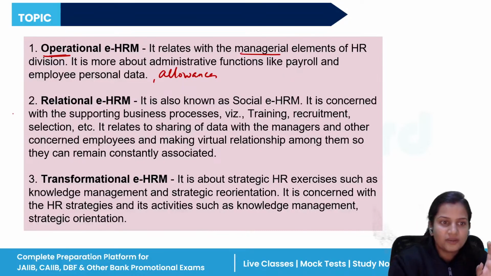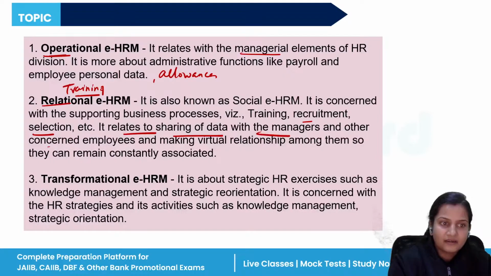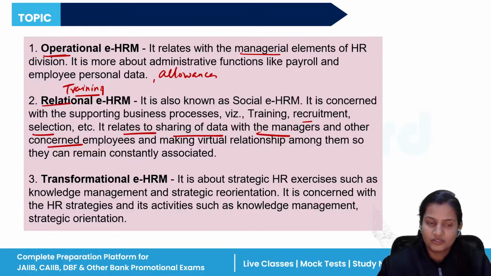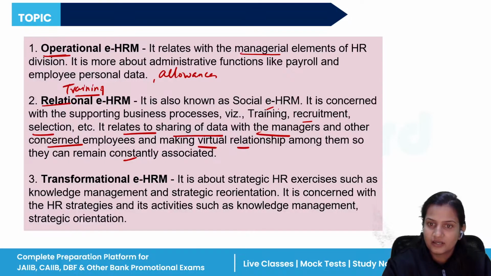Now, relational means something related to your business. What are the things that are related? Like training. It is the work of HR to provide training to their employees who are not very expert in their work, and also the recruitment process and the selection process. So this is related to the work and concerned employees, so that a good virtual relationship is made among them, and everybody gets the information which they actually want. So in training also, EHRM, that is electronic HRM, is very important.